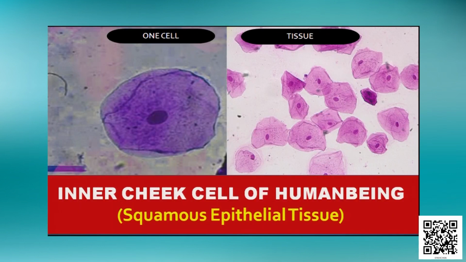Sometimes in the practical experiment in the laboratory, we scrape the inner cheek cells with the help of a toothpick or an ice cream spoon. If you keep it on a slide, put some methylene blue on it and observe it under the microscope, you can see this type of cells. So on the left side only one cell is shown, and on the right side the group of cells, or tissue, is shown. So these tissues are none other than squamous epithelial tissue.